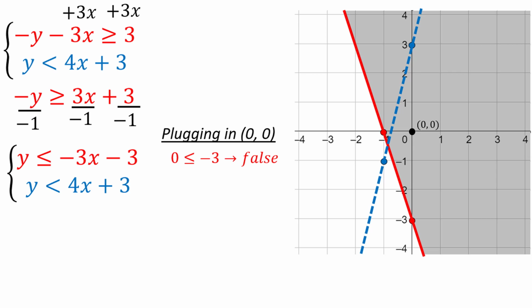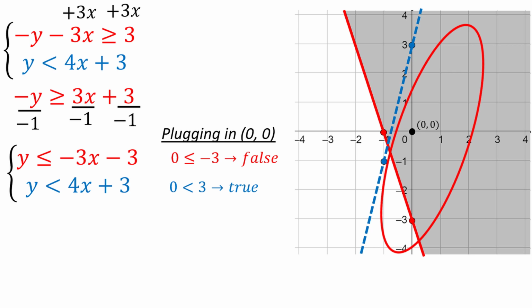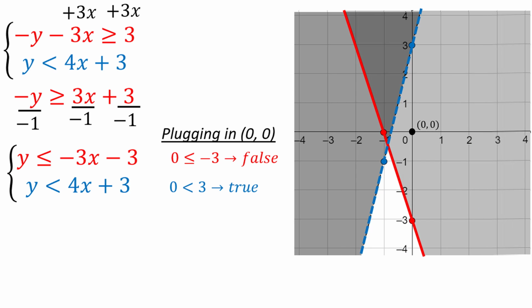If you plug in 0, 0 to y is less than 4x plus 3, you get 0 is less than 3. This is a true statement. 0 is indeed less than 3. That means that the section of the graph with 0, 0 makes the blue equation true. So we cross off the other side.